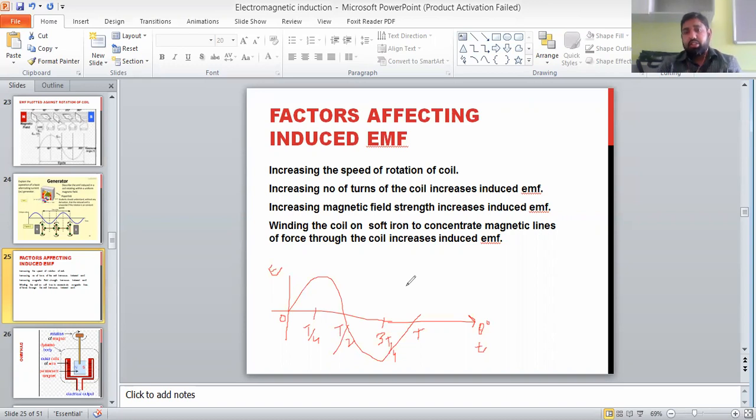So if we increase the speed of rotation, if we exactly double it, then the EMF induced will be doubled. Like if we are getting this value of maximum EMF, now we'll be getting double the value of induced EMF on the upper and on the lower side too. And the time period will be half. If one complete waveform was being completed in T, now it will be completed here. So our waveform will be like this.